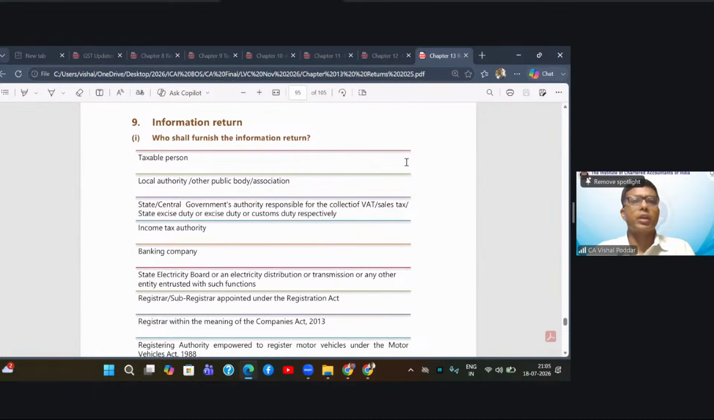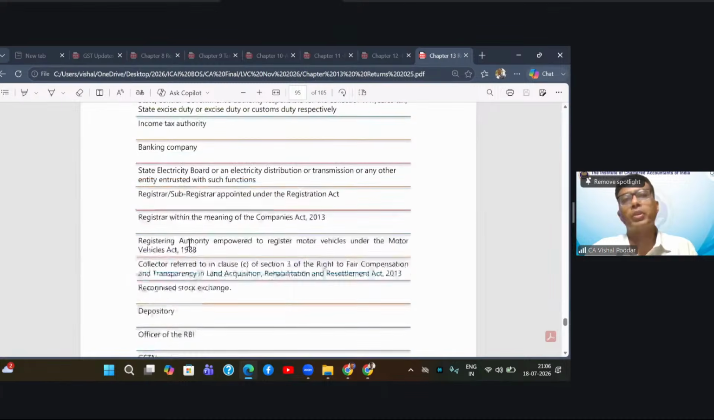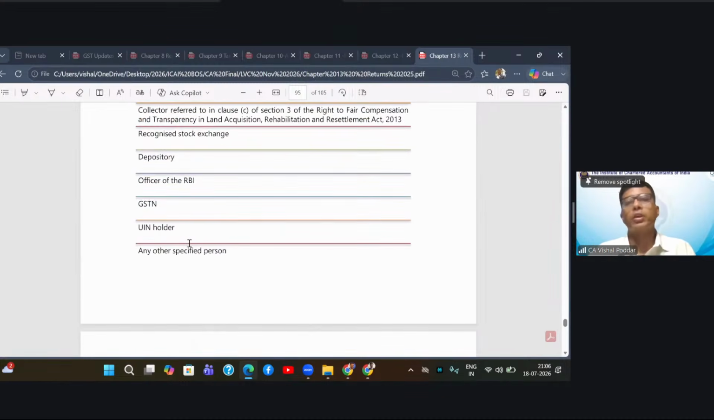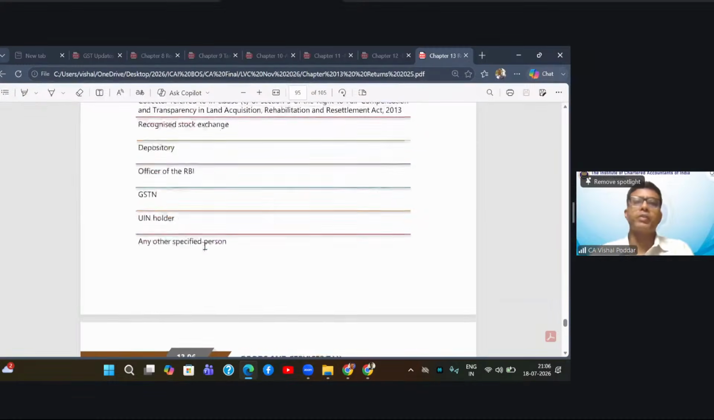Now, besides this, in order to collect some information, certain bodies are required to furnish the information return. Now, these are those bodies. What they have to do is, whatever information they have pertaining to other taxpayers, they are supposed to upload this information in the respective returns so that the GST department collects information about all of us through these persons. Who are these? Income tax authority, bank, electricity board, registrar office, etc.